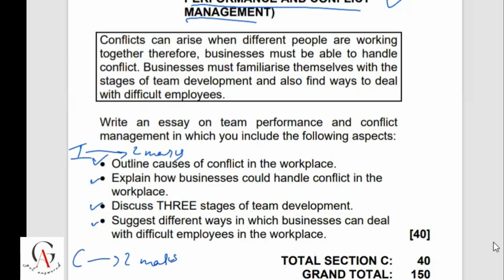Okay, now let's check how best you can go through this. Under our introduction, we are going to say that teams go through different stages of development that must be managed carefully. Conflict is sometimes necessary for people to resolve differences and focus on key objectives. Now let's check our body, the causes of conflict.